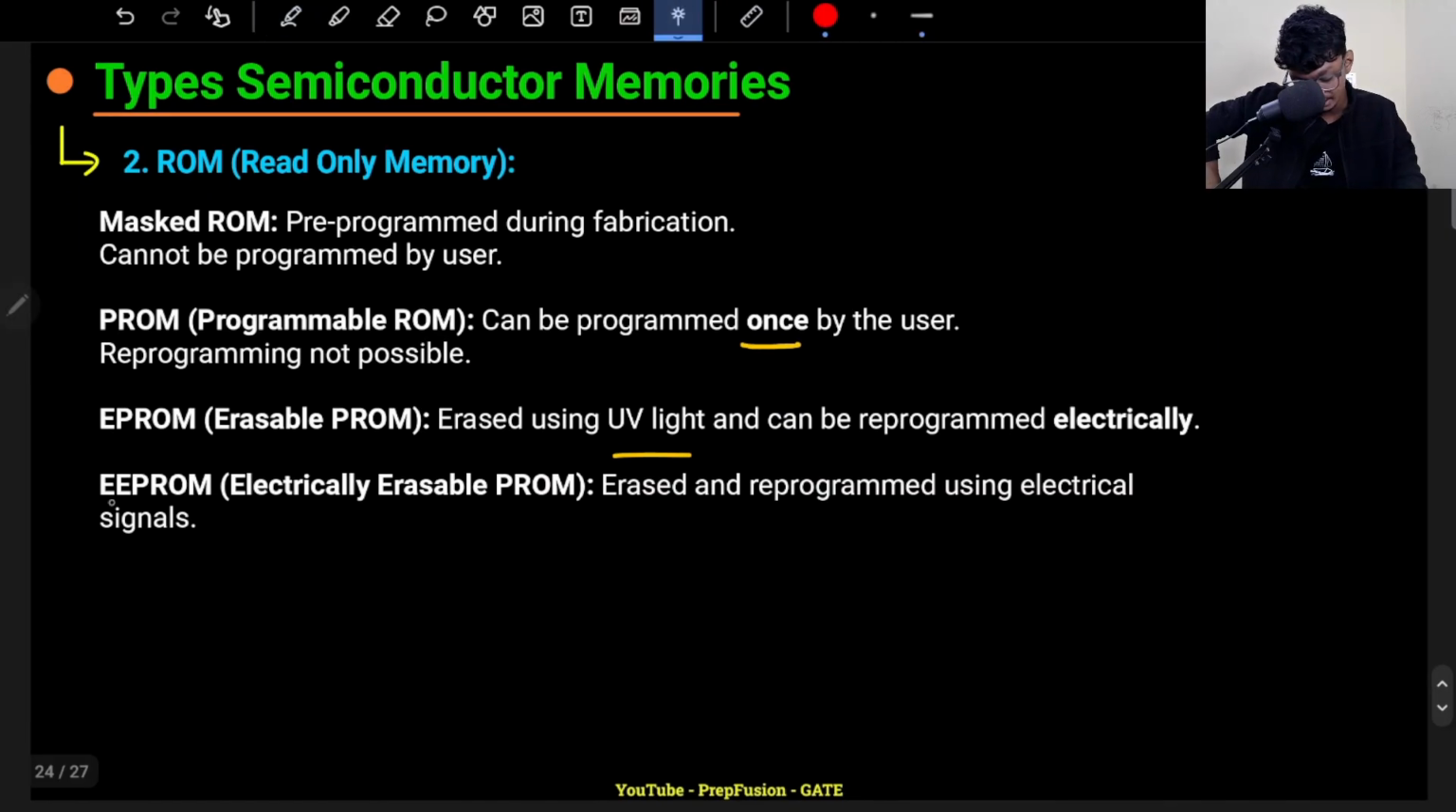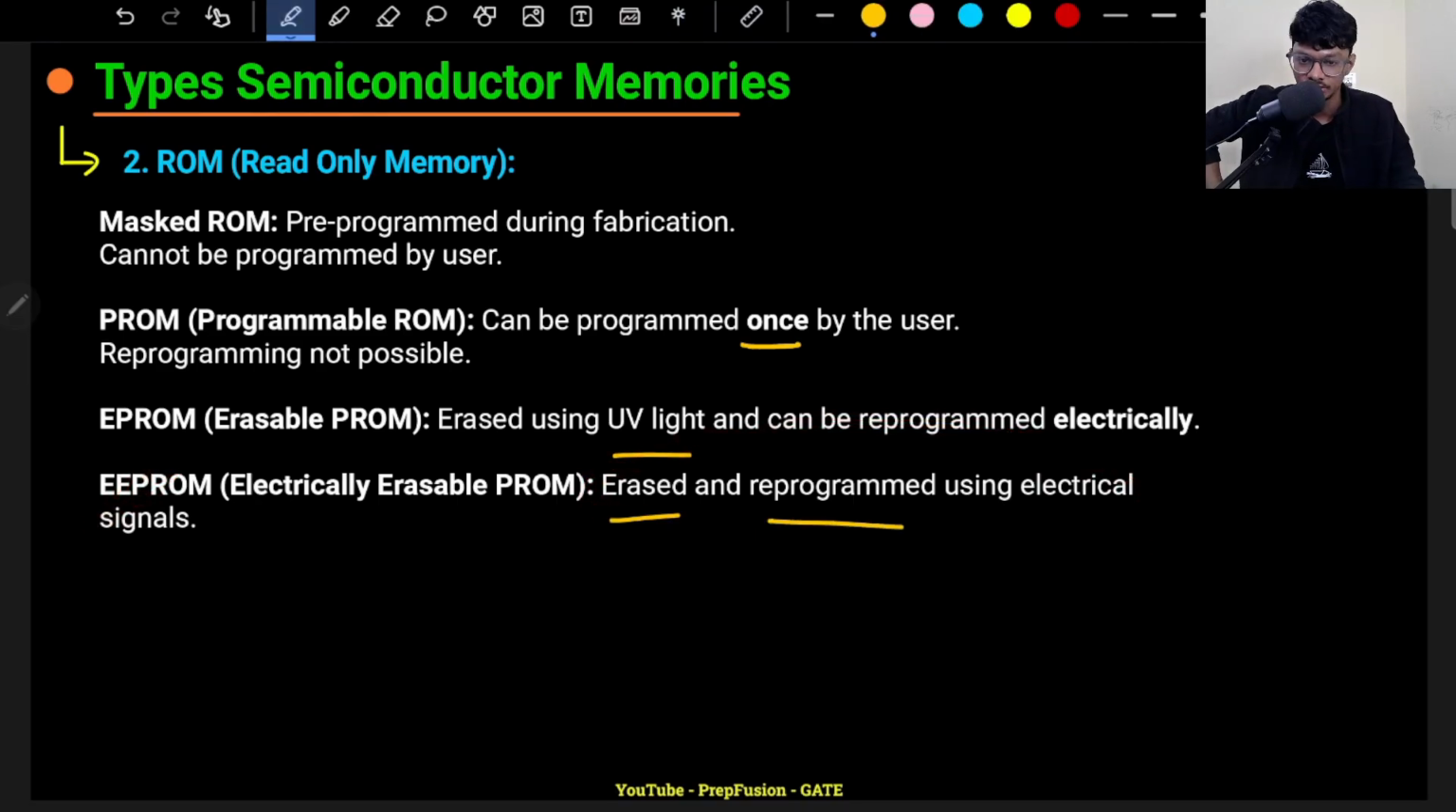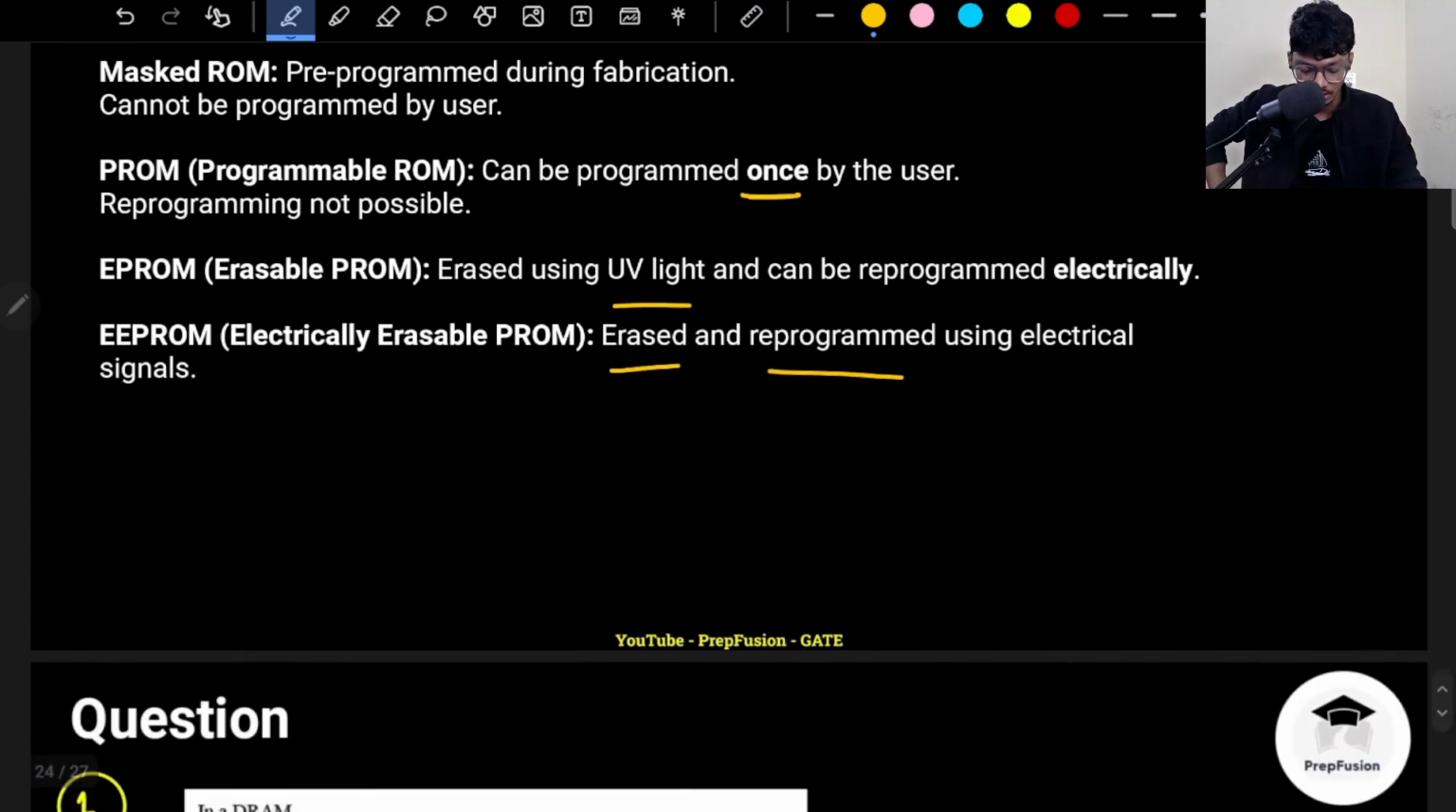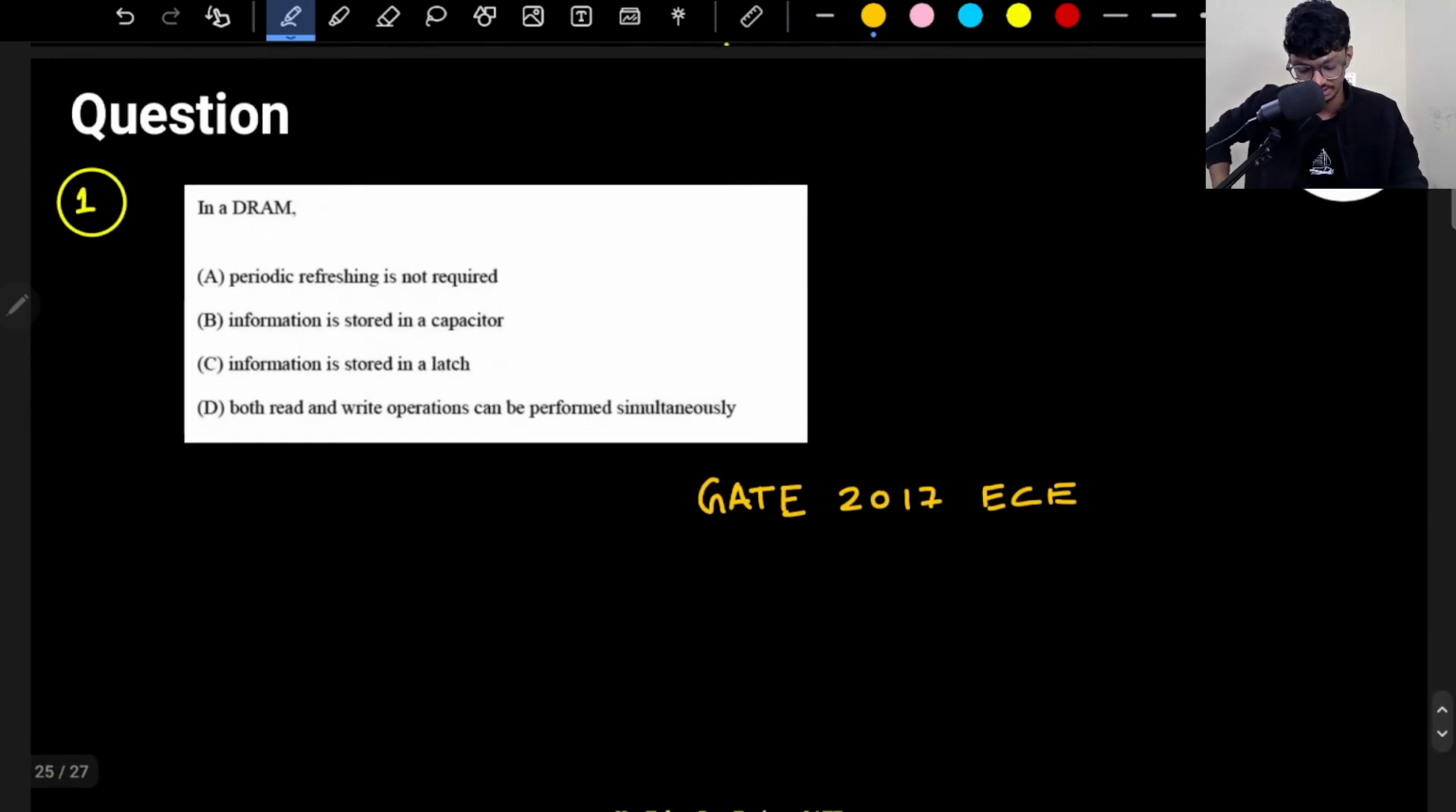What is electrically erasable PROM? As the name suggests, I can electrically erase and reprogram using electrical signals. Previously, in the earlier type, I could only electrically program it, but I could not electrically erase it. So EEPROM came to electrically erase it. These are just a few types that you should know. This is just a theoretical point that you should know. Okay. So now we'll solve a few questions.